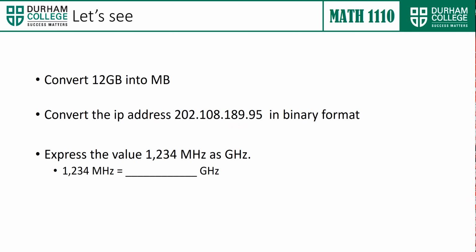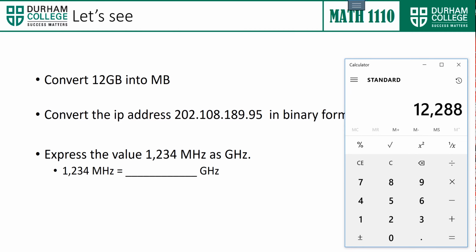The second question asks us about an IP address. We have been given an IP address in decimal form, and we have to convert that into binary form. So all we have to do is convert the individual numbers into binary. So 95, you know the process, you just have to convert that into binary. Then 189, 108, and 202. You're going to convert each of them separately, and then write them with a dot between them.